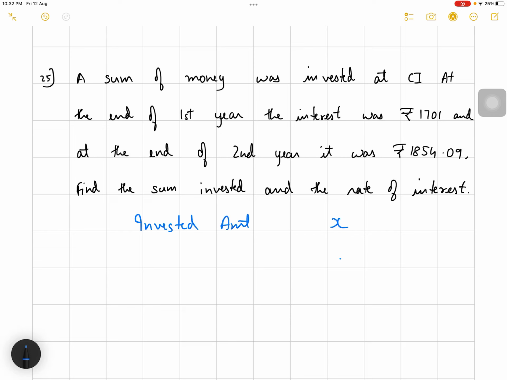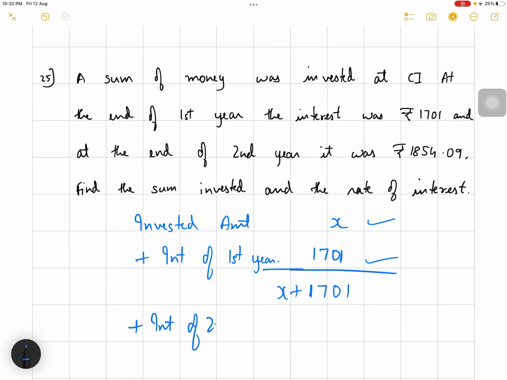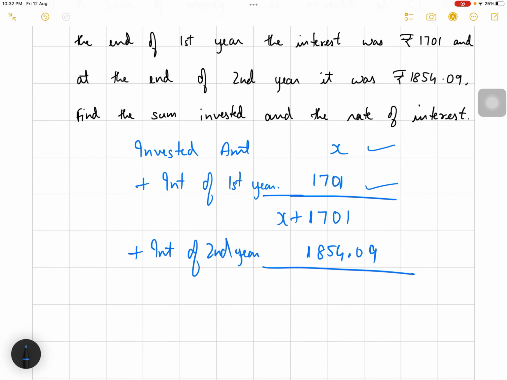Okay, the invested amount is X, and at the end of the first year the interest was 1701. So X plus interest of first year, 1701. For the second year the interest will be calculated on X plus 1701, correct? The principal amount plus interest, plus interest of second year. So the interest of the second year is 1854.09. The principal for the third year will be X plus 1701 plus 1854.09, but that doesn't matter, we don't want that.